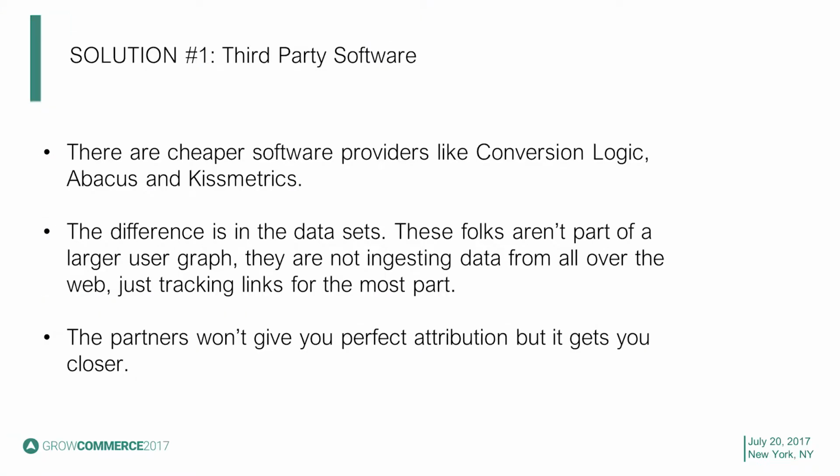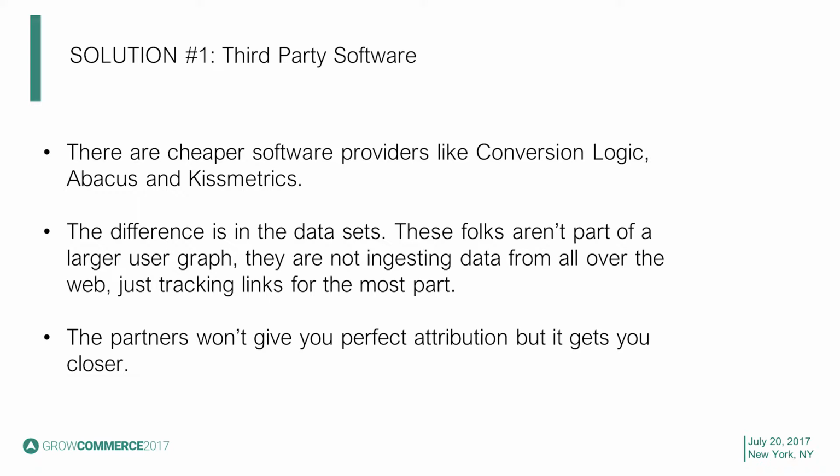So if that's where all of your $5 million is, I don't know if it's worth your money. That's basically what I'm saying. There are cheaper multi-attribution software providers. Conversion Logic, Abacus, Kissmetrics does some of it. The difference, as I said, is the data sets. They're not part of a larger user graph. They're not ingesting as much data across the web.